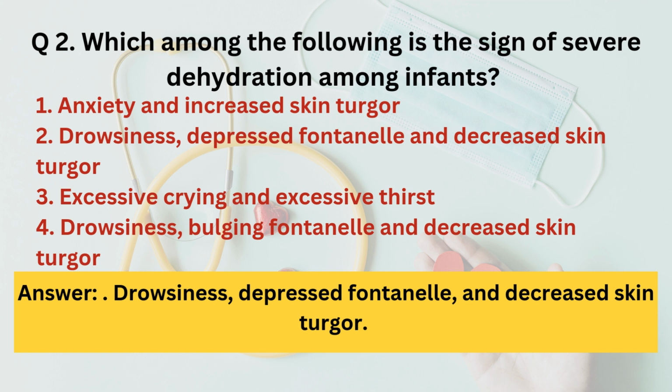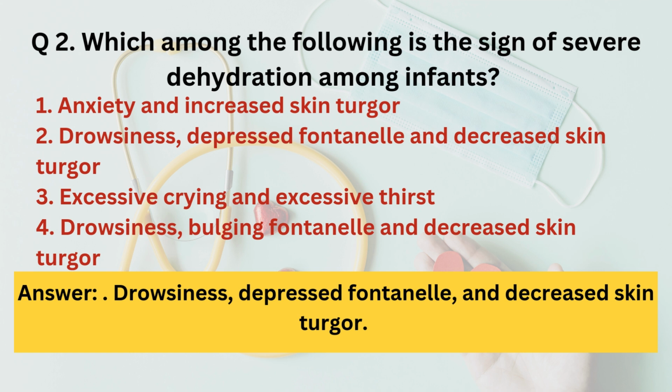Anxiety and increased skin turgor. Anxiety may occur in dehydration, but increased skin turgor is not a feature. Skin turgor decreases with dehydration. Then drowsiness, depressed fontanelle and decreased skin turgor. These are the very important signs of severe dehydration in infants, indicating fluid loss and poor tissue hydration.